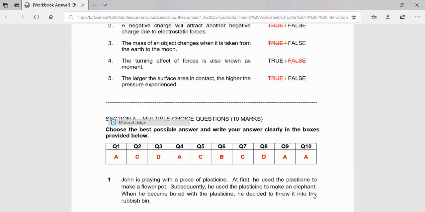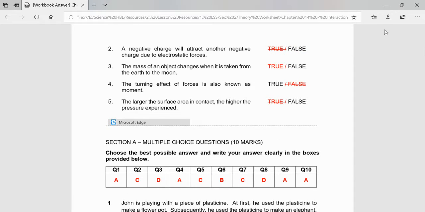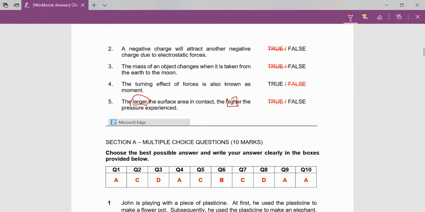We've gone through all this. It's only question 5 of the true and false, which we have not gone through yet. So, the larger the surface area in contact, the larger surface area, the higher the pressure. This is not true because based on the equation, F = PA, if there's a larger area, the pressure experienced should be less.